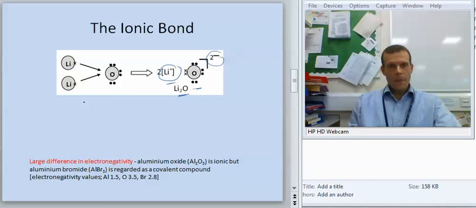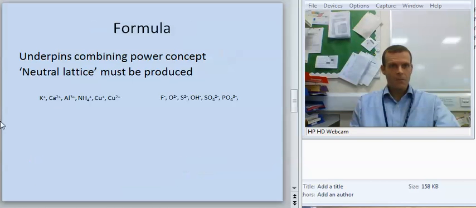So when do we see ionic bonds being formed between elements? It's when there's a large difference in electronegativity. If the electronegativities are close, and we'll talk more about this in the next unit, then we describe it as covalent. They're going to share the electrons. But if they're very different, we get complete transfer of electrons. So in aluminium oxide, the aluminium loses its electrons, oxygen picks up electrons, and we get an ionic electrostatic attraction. Whereas something like aluminium bromide, where there's less of a difference in electronegativity, can be regarded as a covalent compound where they're sharing electrons rather than complete transfer.